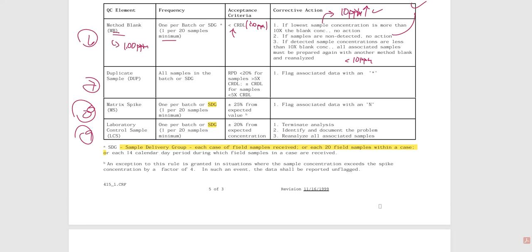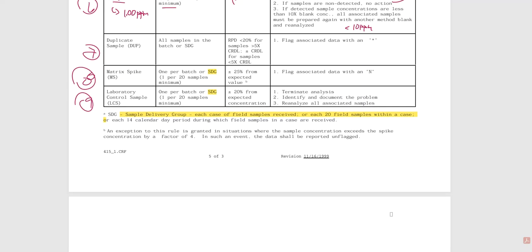We can't just have 100 samples get donated, run 100 samples, pretend like all of these other things don't exist, and then just whatever number shows up in the report, send it out and give the data. No, that is not what goes on. And then that ends the document.